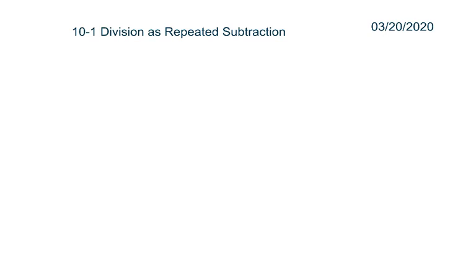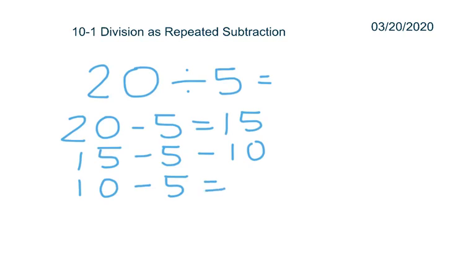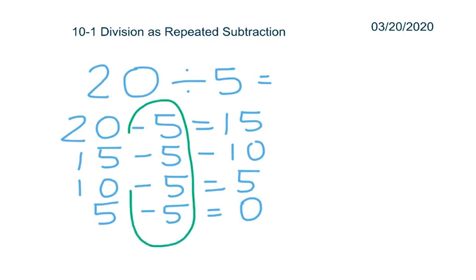For instance, if I have 20 divided by 5, that's the same as saying 20 minus 5 repeatedly until I get to 0. So you'll notice I continually subtract 5 over and over and over. Once I get to 0, I can count how many times did I repeatedly subtract 5. In this example, I subtracted 5 4 times, so 20 divided by 5 equals 4.